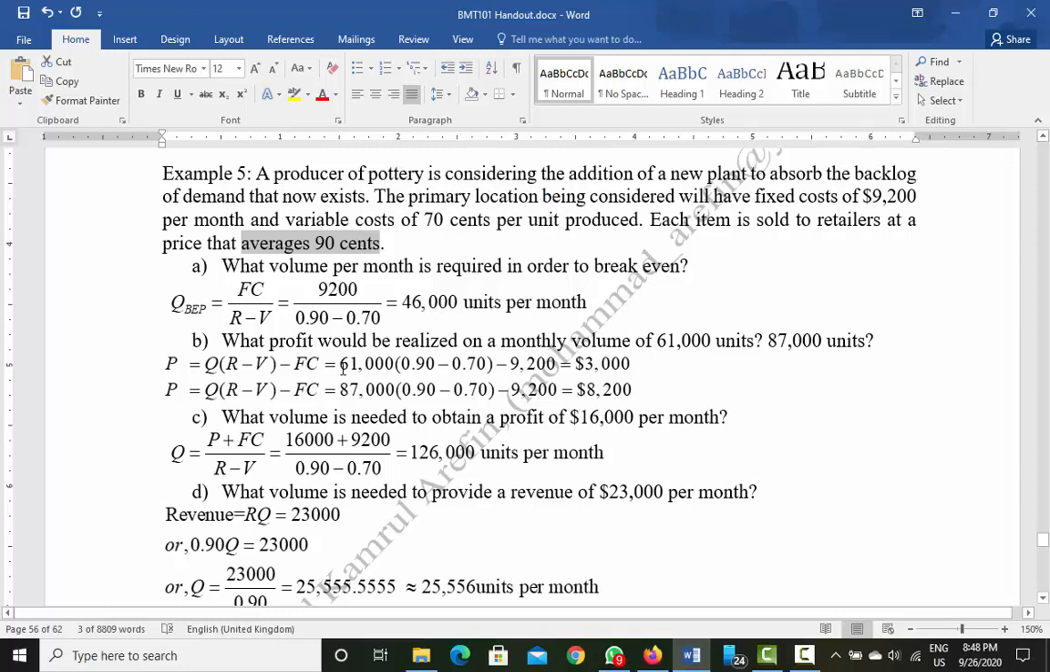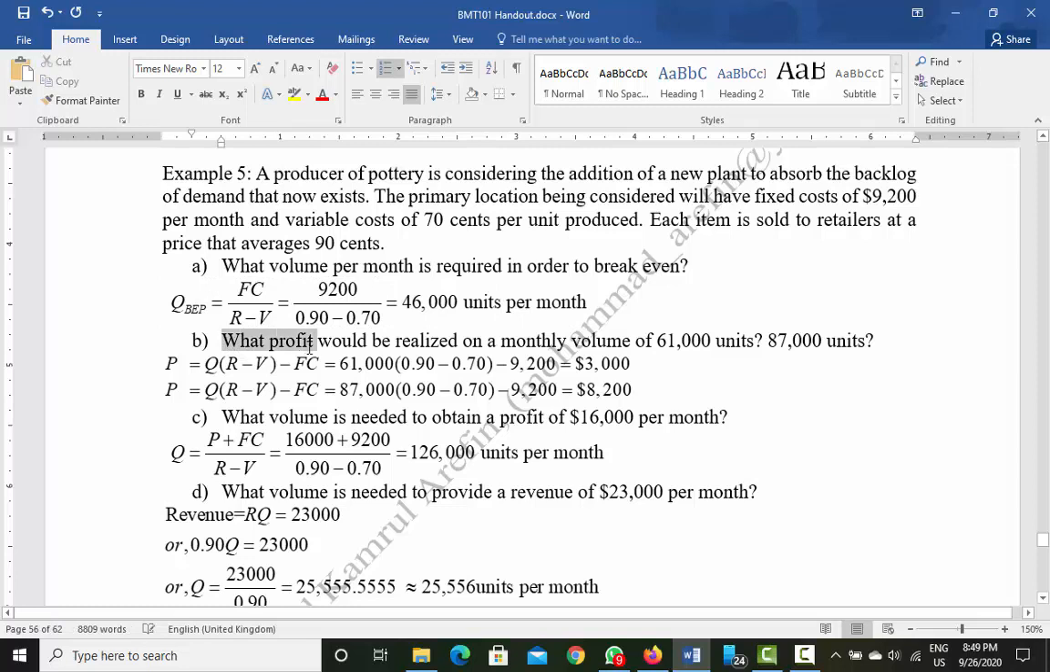That means we need to convert this one to dollars. 90 cents means $0.90. In Bangla we can call it paisa, so you can consider 90 cents like 90 paisa. That is the revenue per unit, and variable cost per unit is 70 cents, that is $0.70. If you divide, we will get 46,000 units per month. So that is the break-even quantity.